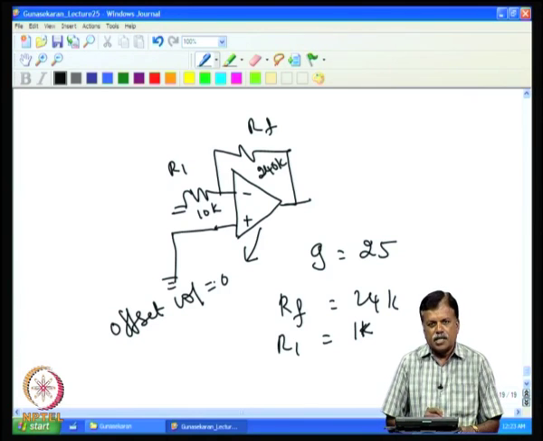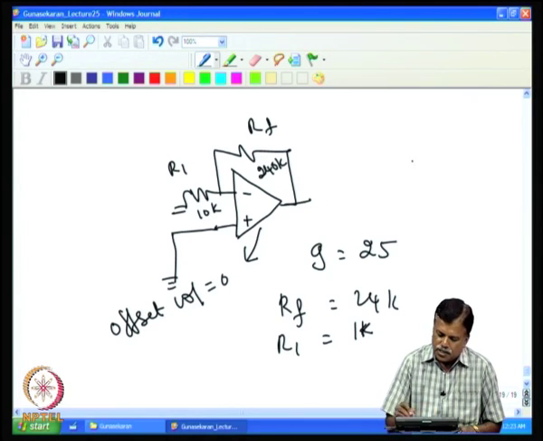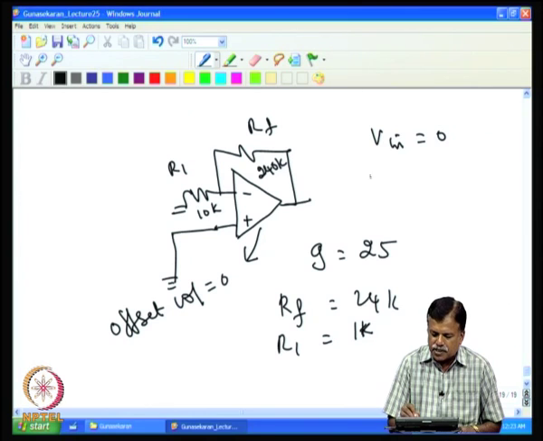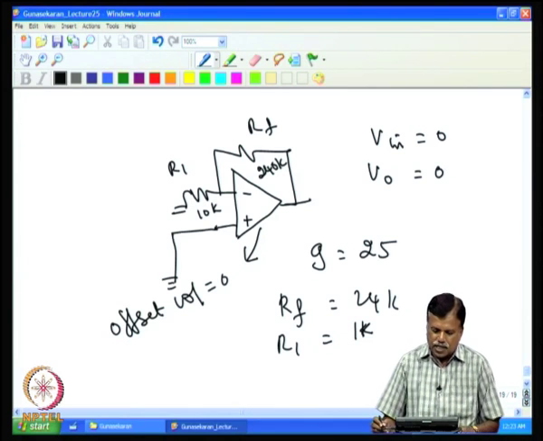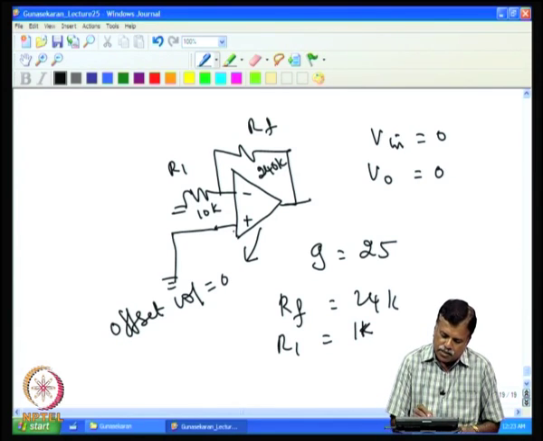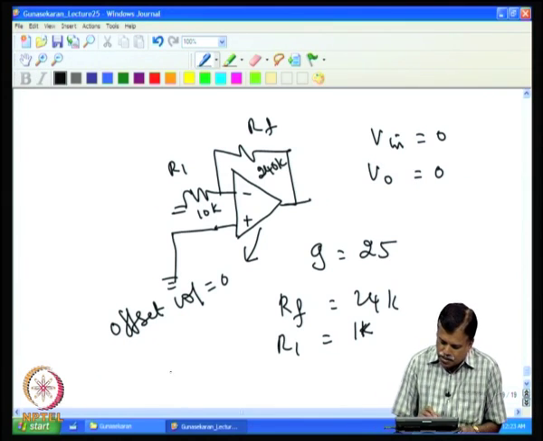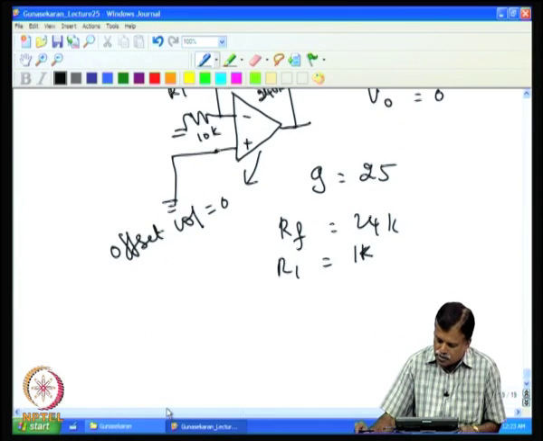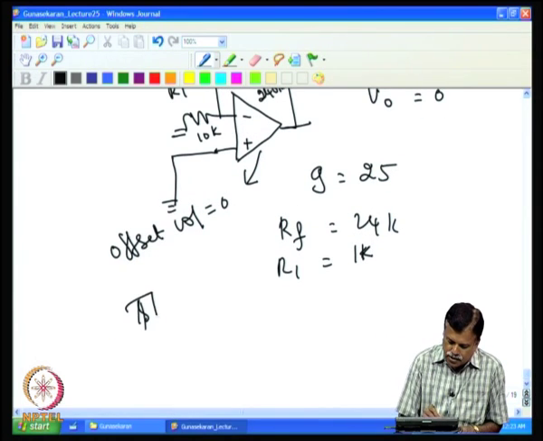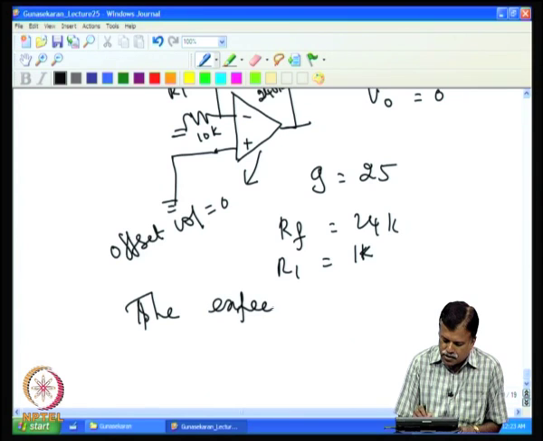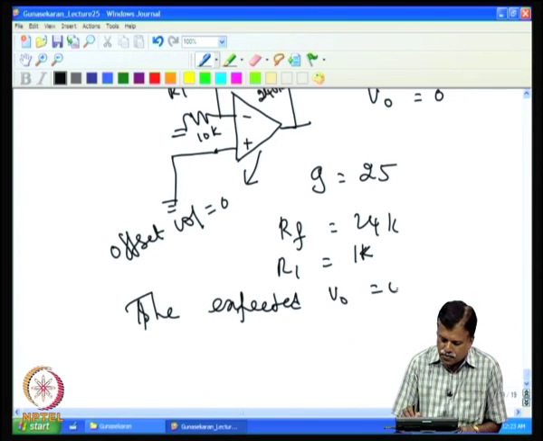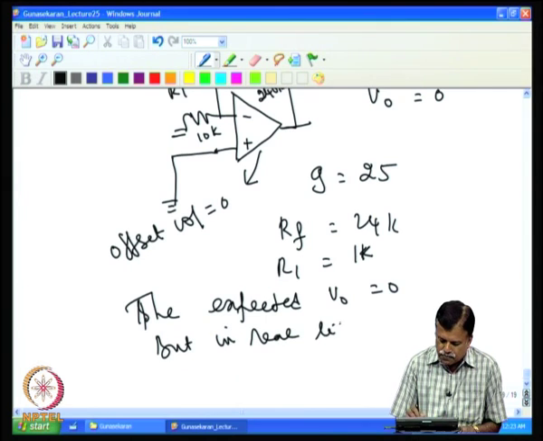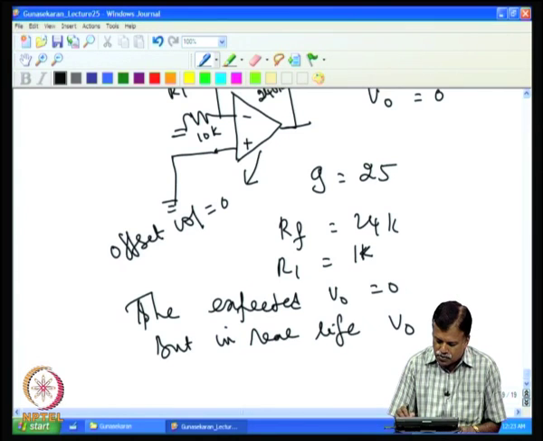There is no offset voltage, and the input is 0. So V in is 0, and the expected V output is also equal to 0. There is no offset voltage and no signal, but in actual case, in real life, V0 is not equal to 0, even though the expected V output is 0.